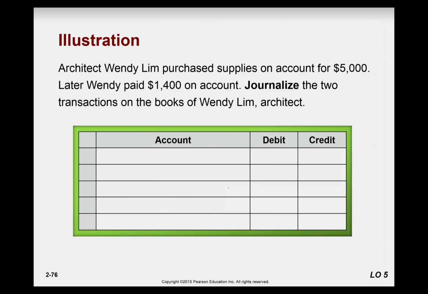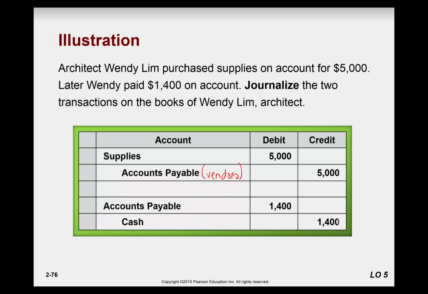So here, let's stop at this point and go over exactly what we did previously. So in this case now, we purchased supplies on account for $5,000, and then we paid $1,400 on account. So we want to journalize both transactions. So we have a debit of $5,000 to supplies, and then we have accounts payable because we owe it. And remember, accounts payable are to vendors. So that would be a liability.